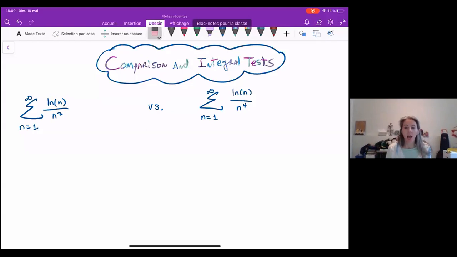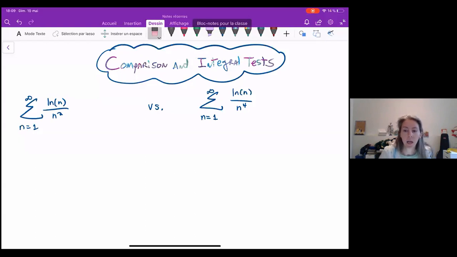So today we're going to talk about when to use the comparison test versus when to use the integral test. We've seen that the integral test, ideally we're going to avoid it as much as possible. We're going to prefer the comparison test, the limit comparison test, the ratio test, the root test, p-series, geometric series, test for divergence, anything else we're going to try first.